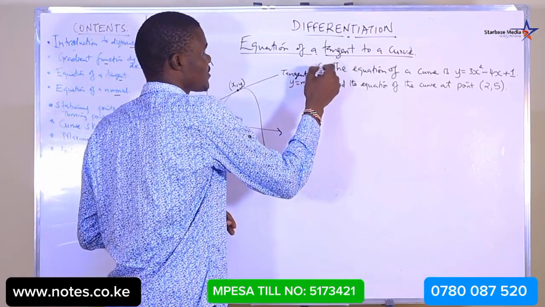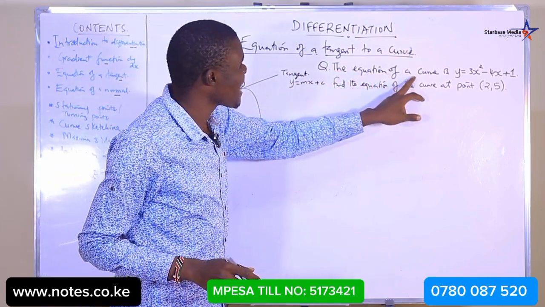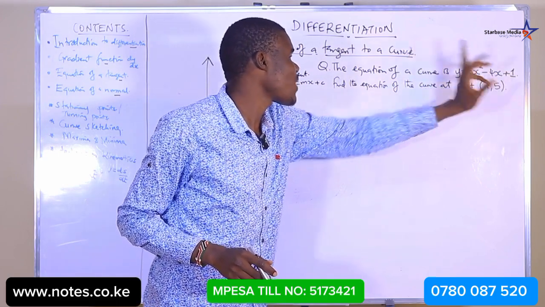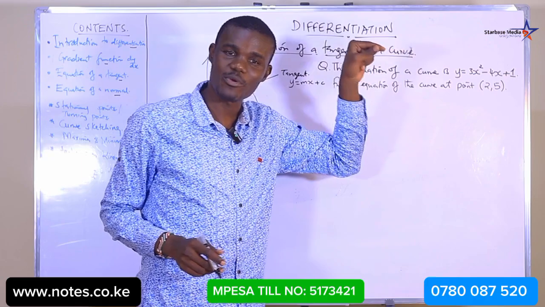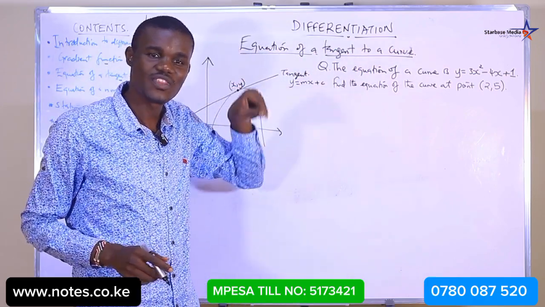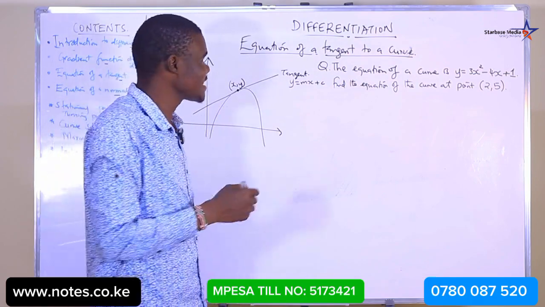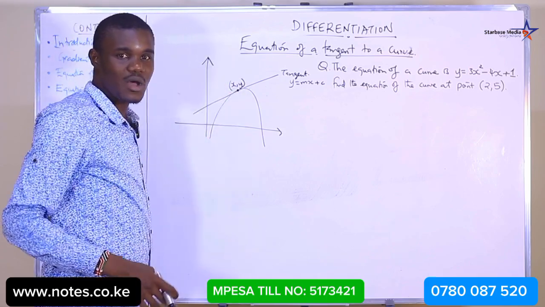In case this is a question, the equation of a curve is y equals 3x squared minus 4x plus 1. Then you are told to find the equation of the curve at a specific point. That one already tells you that you are getting the equation of a tangent, because a tangent touches the curve at only one particular point. So how are we going to do it?